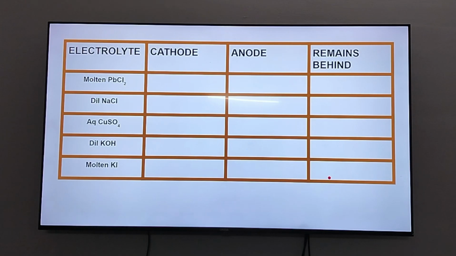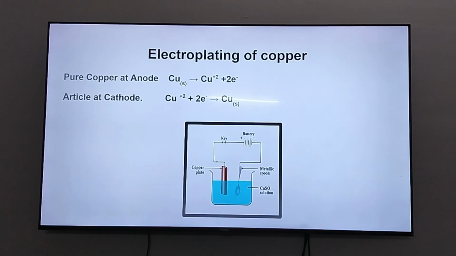So what it means is that for molten, nothing remains behind, whereas for aqueous or dilute, there are two ions, a cation and an anion, which would remain behind. I hope this concept is clear. We move on to the next part, the applications of electrolysis. Again, very important for the examination.